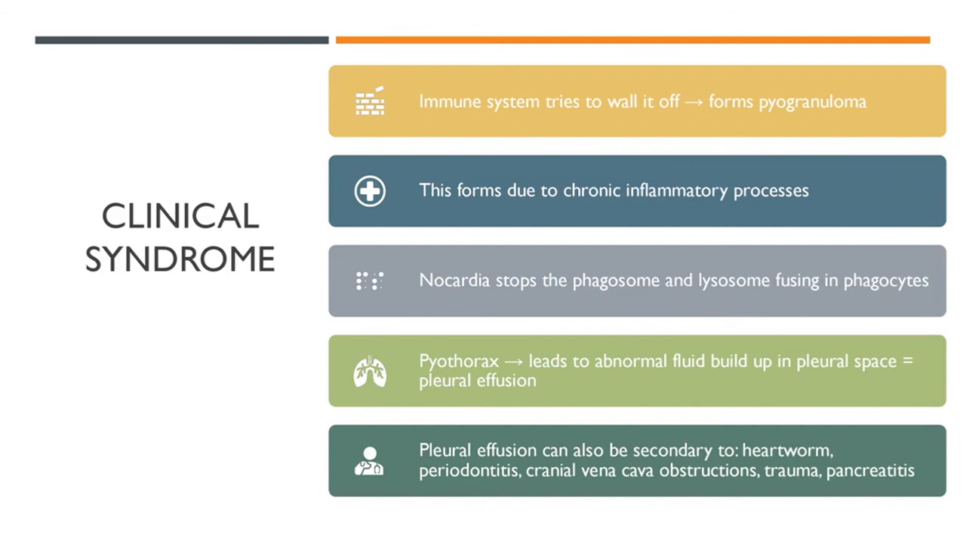Pyothorax leads to an abnormal accumulation of fluid in the pleural space, resulting in pleural effusion. Although pleural effusion occurs as a result of pyothorax, it may commonly be merely secondary to other abnormalities such as heartworm, periodontitis, cranial vena cava obstruction, trauma, pancreatitis, and more.